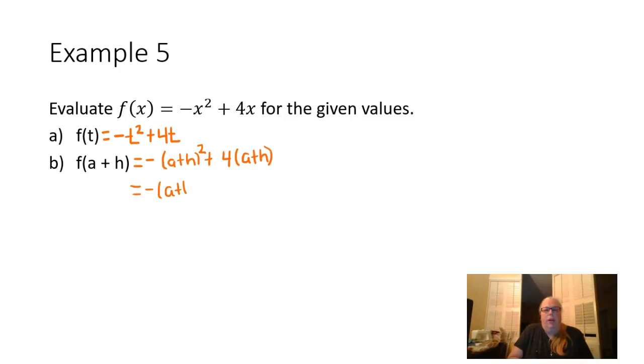A plus h squared is actually a plus h times a plus h. And let's distribute the 4 in the parentheses. We've got 4a plus 4h. Over here, we're going to have a squared plus ah plus ha plus h squared.